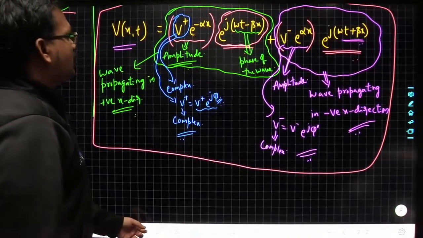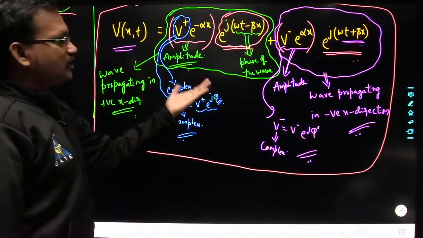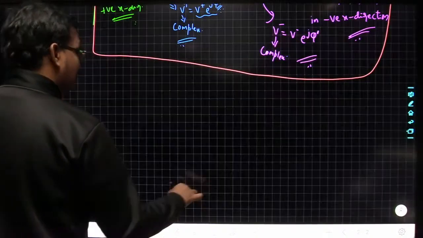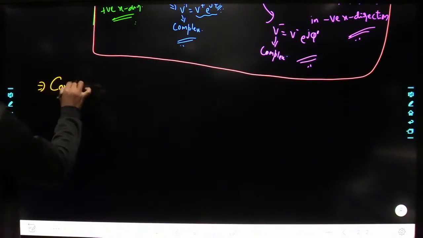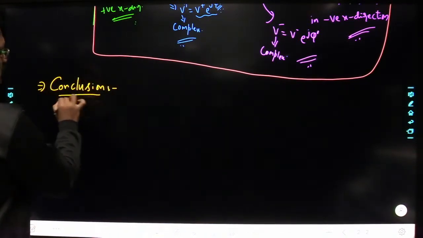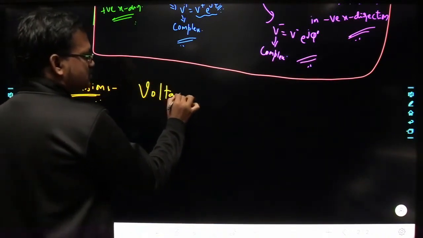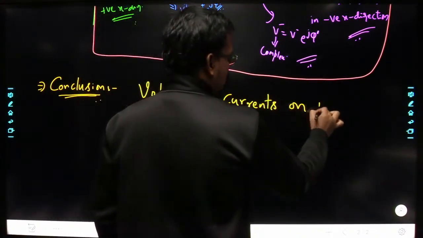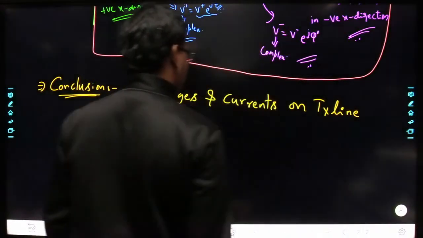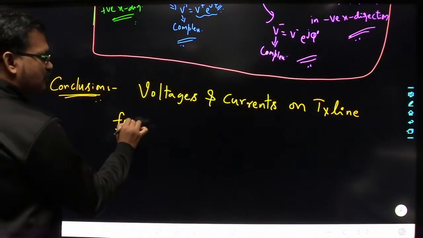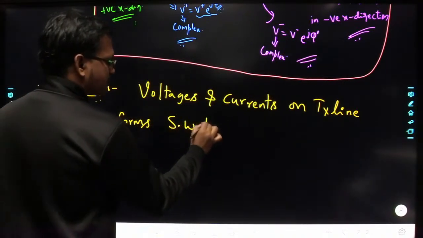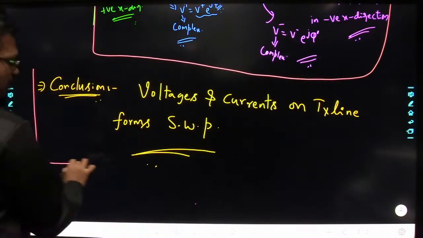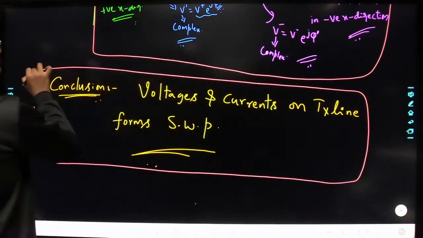Okay, so similarly, we can write the expression for current also. Understood? So finally, what can we conclude here? The conclusion is that the voltages and currents on the transmission line form standing wave patterns. Understood? Okay. So this is what you have to understand here.